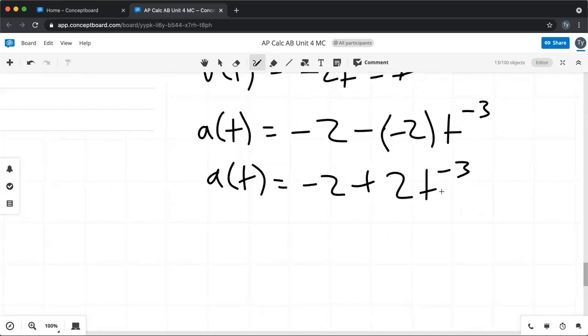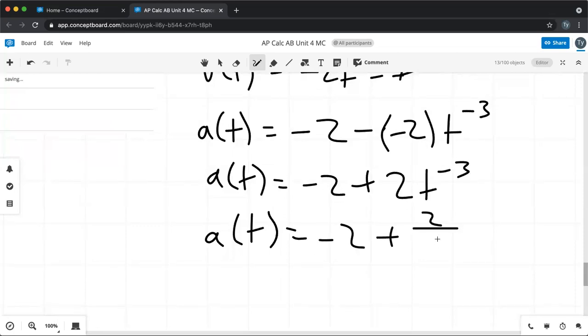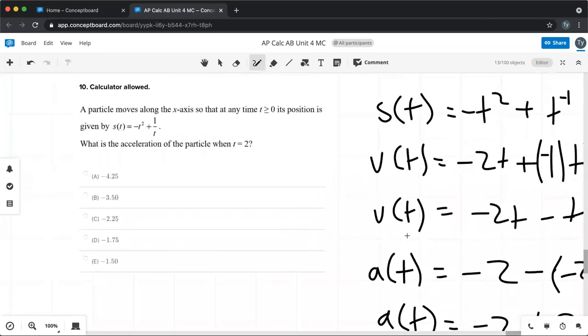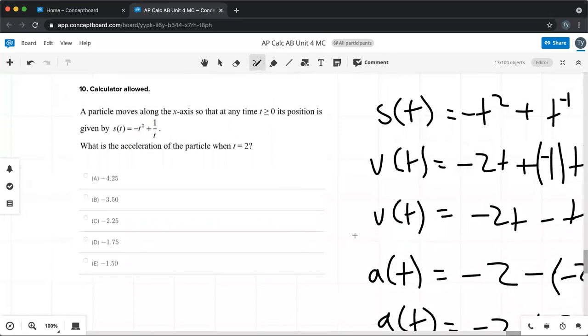I think it's actually easier to do arithmetic with these in the denominator. So let's put it back. We can move this t to the negative 3 to the denominator by negating the power. So negative 3 gives us positive 3. Okay, so that's our acceleration function, but we want exactly the acceleration when our particle is at t equals 2.